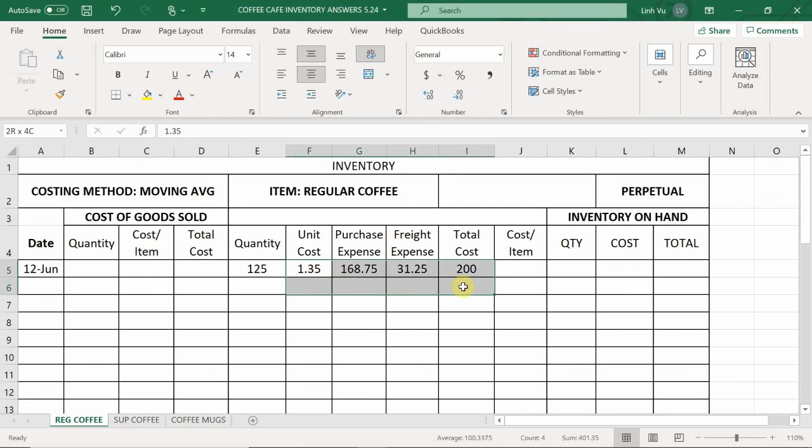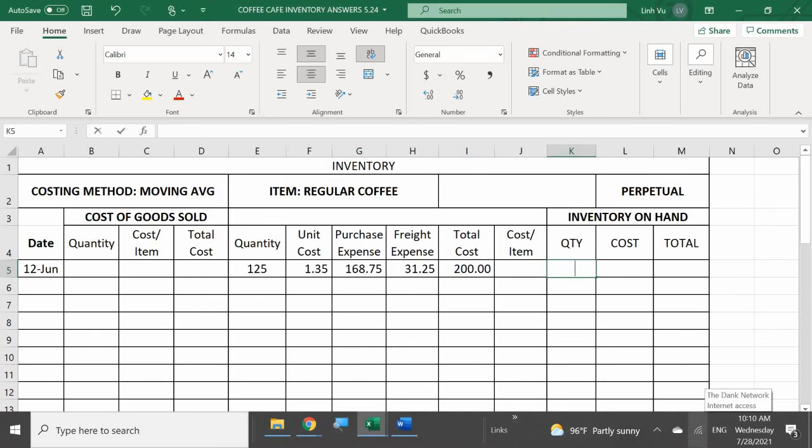Now, in this case, right, I'm using moving average. So we only have one batch of inventory for now, but obviously we know that we're going to be making purchases continuously. Okay, so in this case, you have the choice. You want to fill in the cost per item here, but in this case, right, we're using moving average. We're going to calculate the cost per item anyways here.